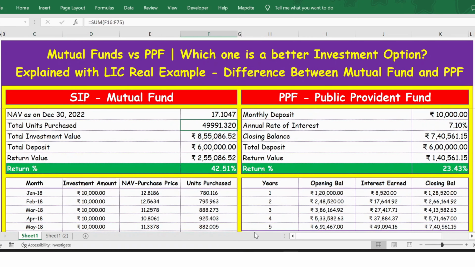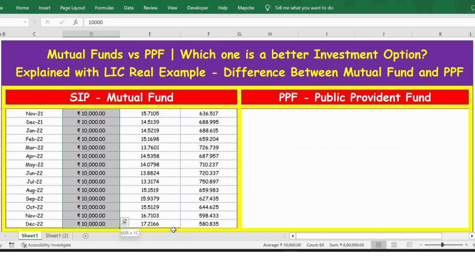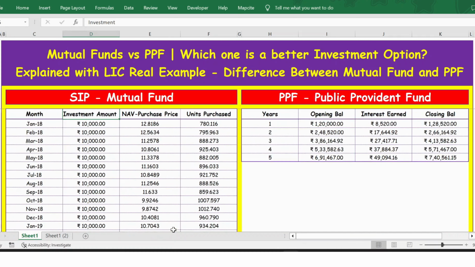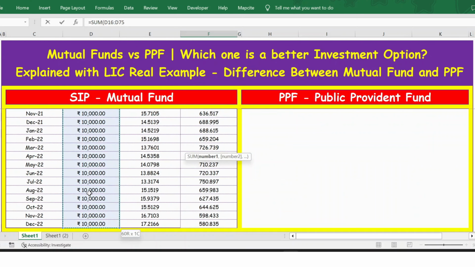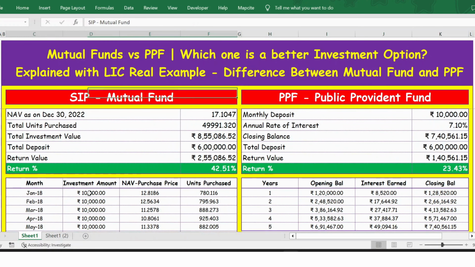I get this total unit purchase, and then total investment value will be the NAV value as on December multiplied by total units purchased. Press enter, you get the total investment value. And total deposit is, each month we are investing 10,000, and at the end of 5 years, that is 60 months, the investment will be 6 lakh. Again I just use the sum function, starting from Jan 2018 until December 22. Press enter, you get the total deposit amount.